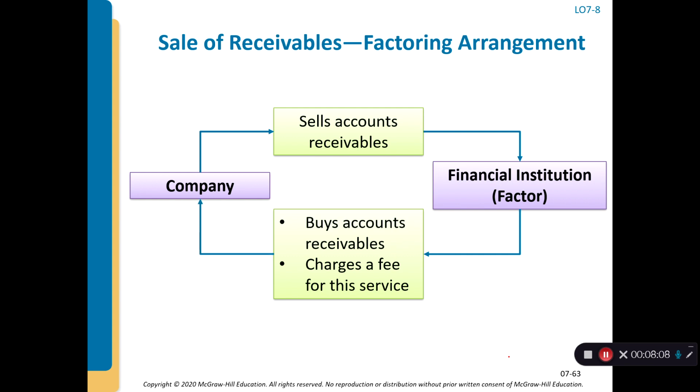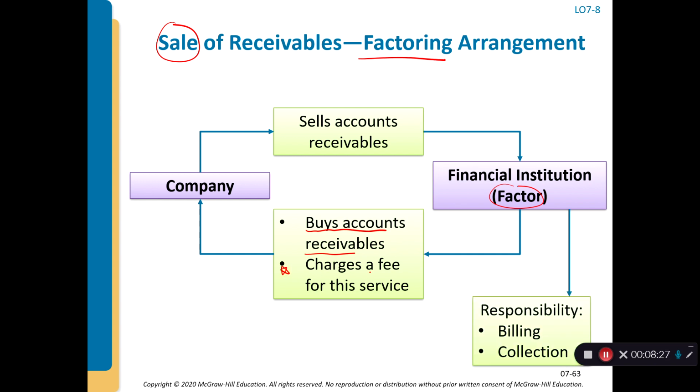Let's look at it. We call the sale of a receivable a factoring arrangement. There are two ways to sell your receivable. One is called factoring. What is factoring? Factoring means the company sells the accounts receivable to a financial institution, or the factor. First of all, they buy the accounts receivable, and they charge a fee for these services. The financial institution also assumes the billing responsibility and the collection of the accounts receivable.